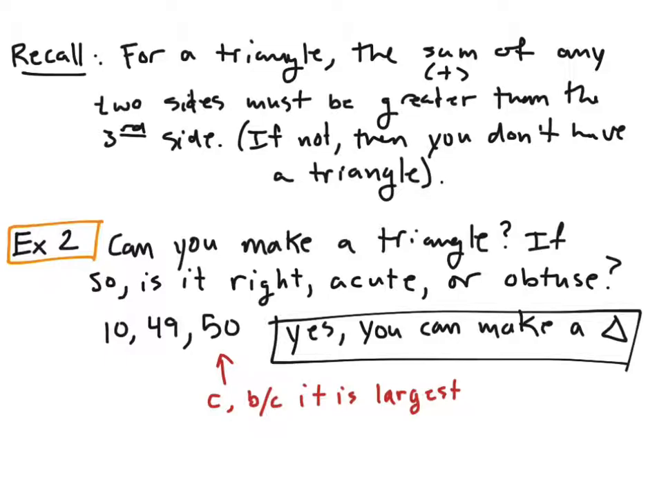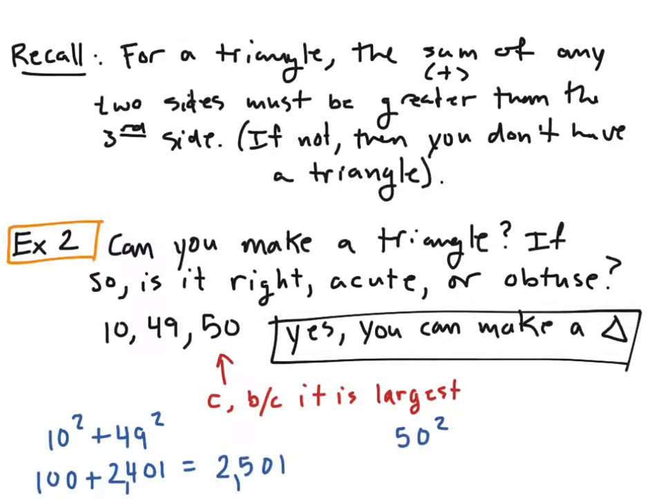Okay, is 10 squared plus 49 squared... What is that? That's 100. That's 2,401. If I add that together, that's 2,501. And then I just got to check my C squared value. Well, that's 2,500. Oh, look, they're not the same. They are not equal. That's the not equal symbol. So it cannot be a right triangle.